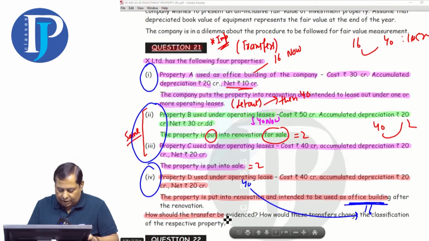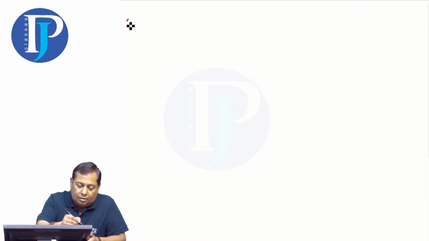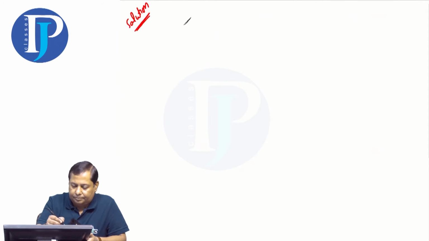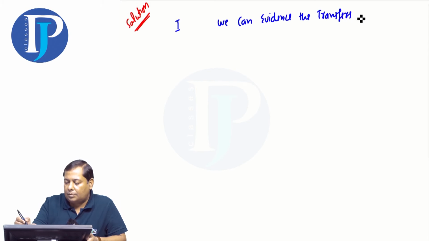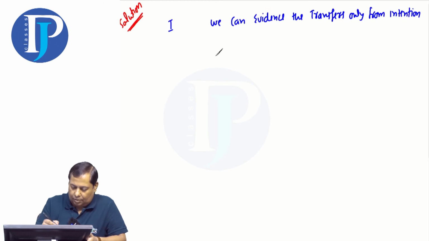How should the transfer be evidenced? How would these transfers change the classification of the respective property? Let's write the solution. We can evidence the transfers only from the intention of use.